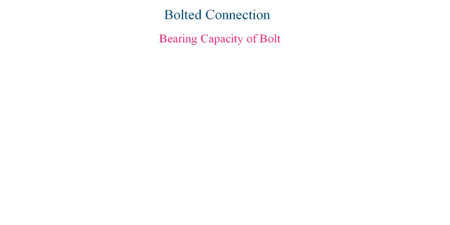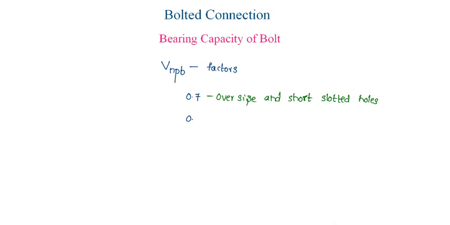And the nominal bearing capacity of bolt, that is VNPB, should be multiplied with factors, that is 0.7 in case of oversize and short slotted holes, and 0.5 in case of long slotted holes.